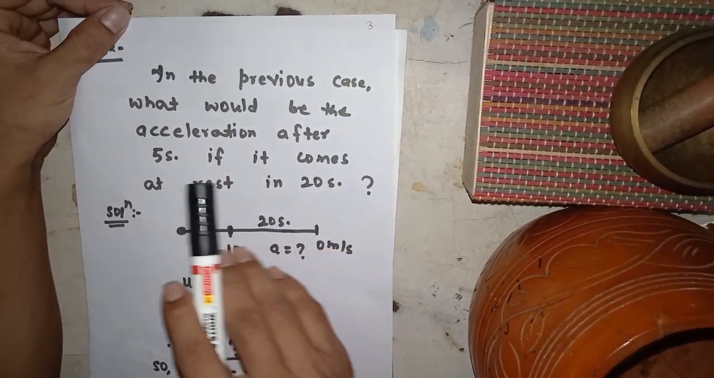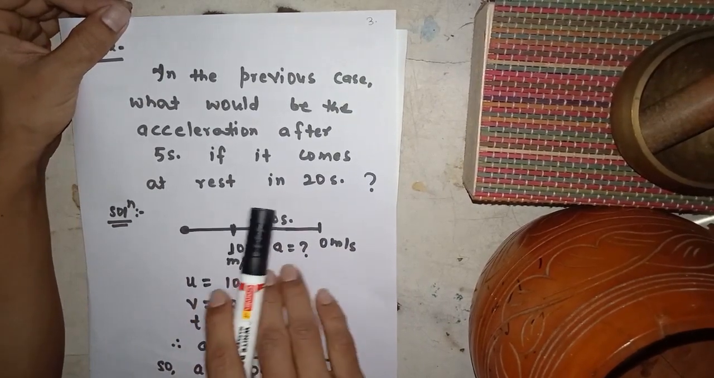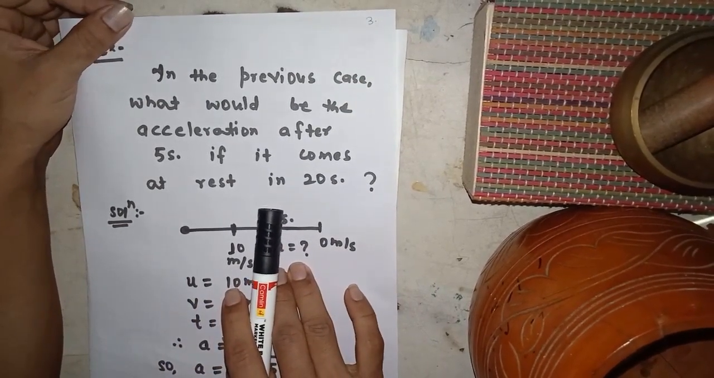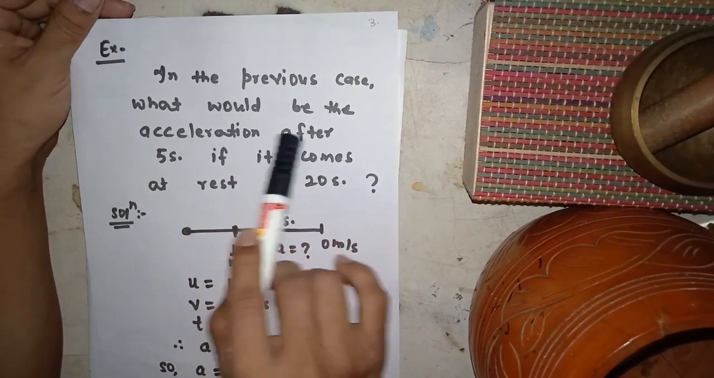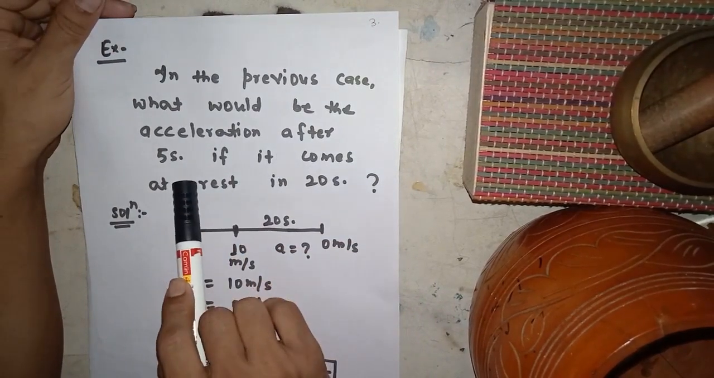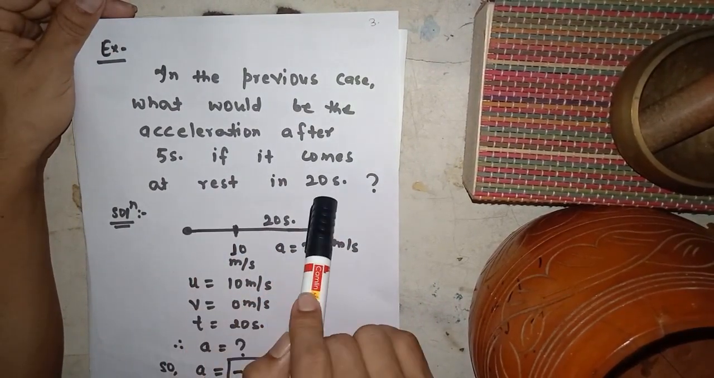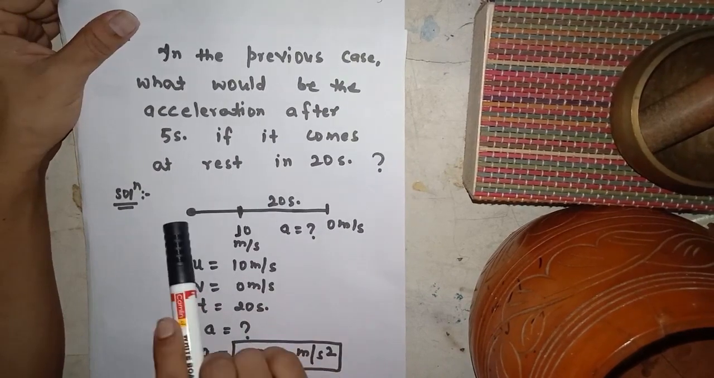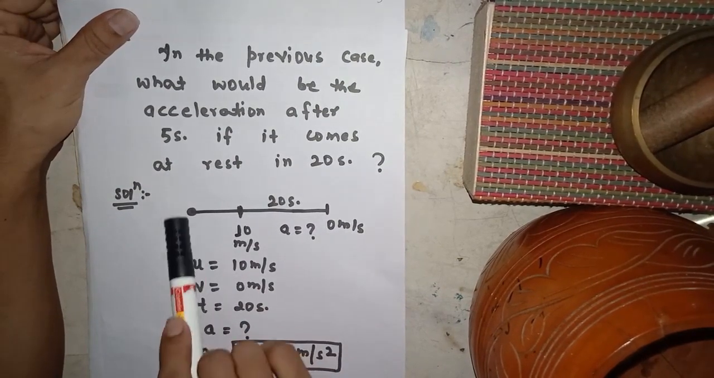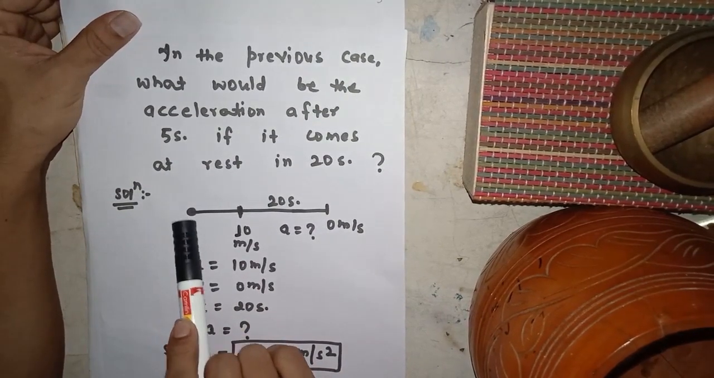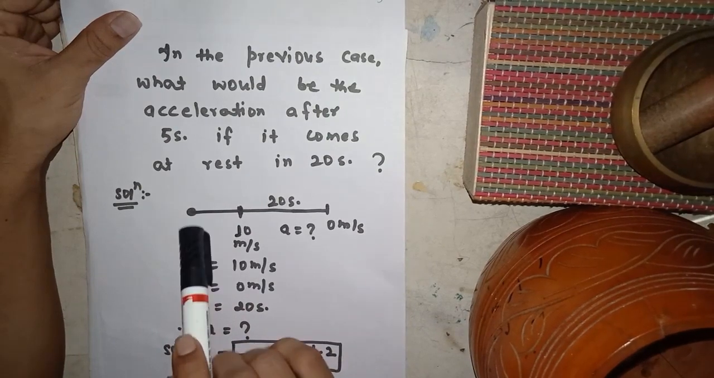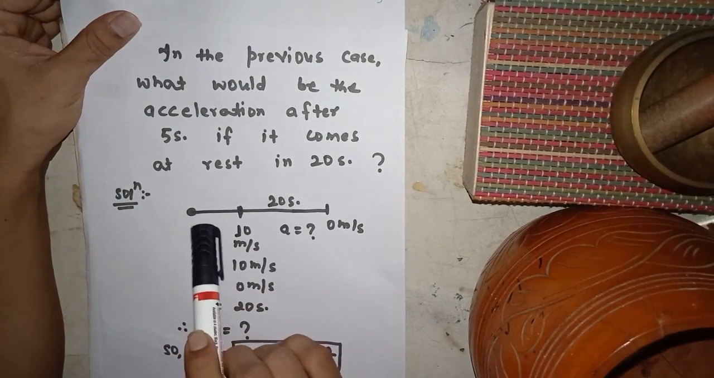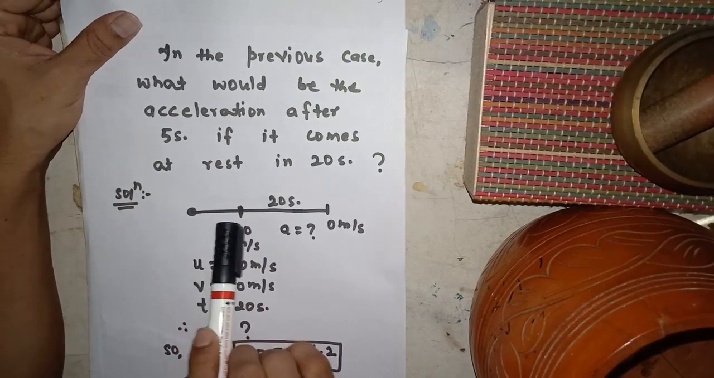I change some of the information given in the previous case. Here, in the previous case, what would be the acceleration after 5 seconds if it comes to rest in 20 seconds? You have understood the problem: in the previous case a biker starts from here at rest and moves for 5 seconds at the rate of 2 meter per second square.